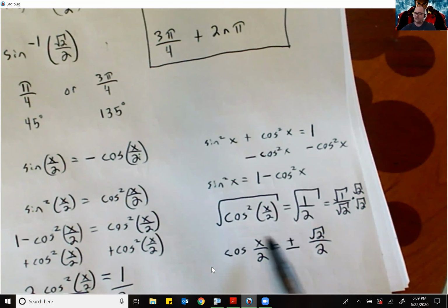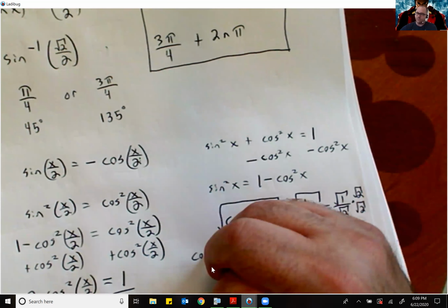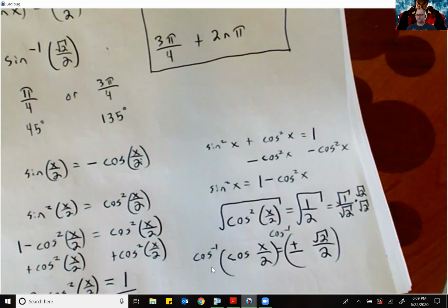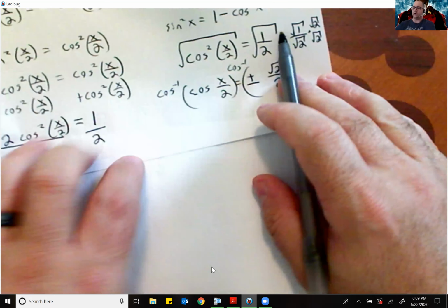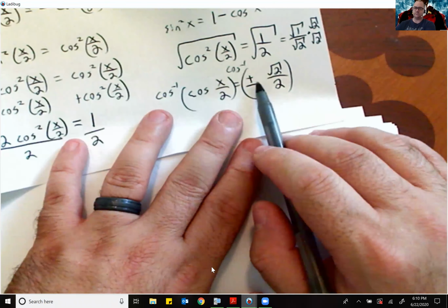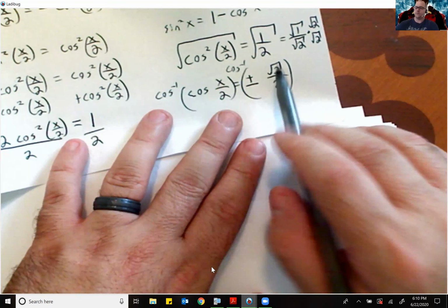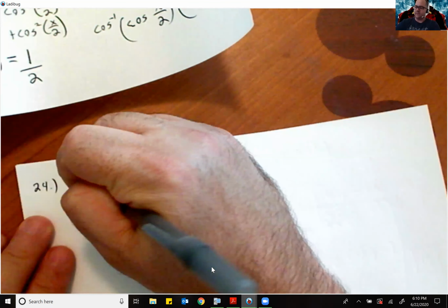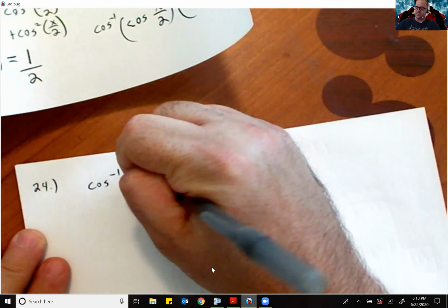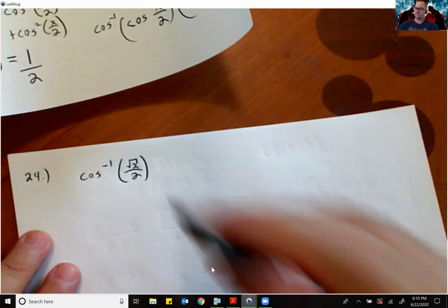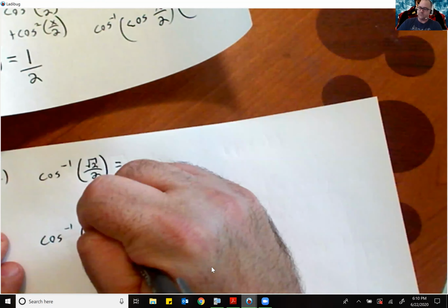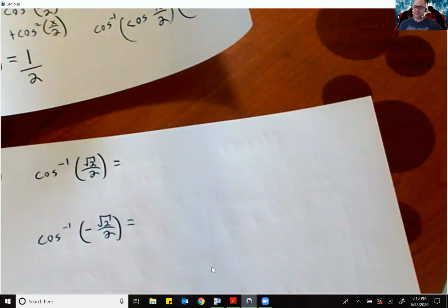How do I get the half angle by itself? Inverse. So just like before, now, here's the thing. We took this inverse here, but you are technically inversing 2 values. So what we are looking at for number 24 is cosine inverse of a positive square root of 2 over 2. We want to know what that is. And we are also looking at cosine inverse of a negative square root of 2 over 2. So let's find these answers.